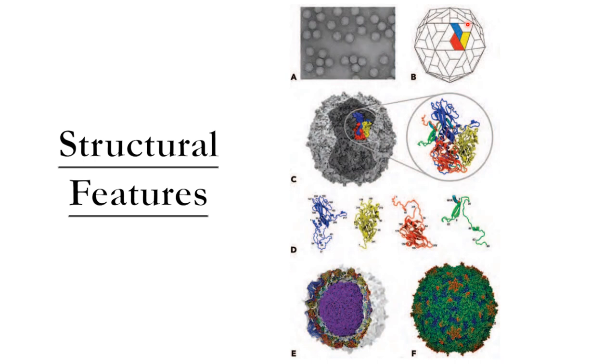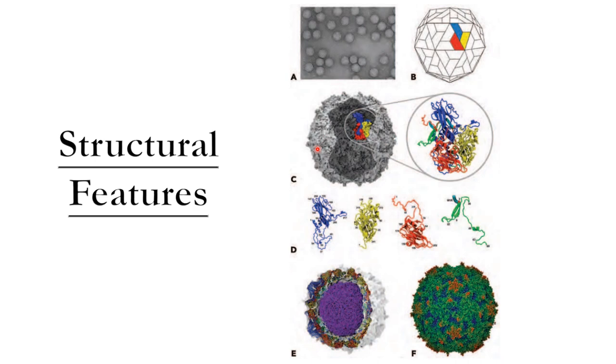shown in blue, VP2, shown in yellow, and VP3, shown in red. VP4, which is in green, is on the interior of the capsid. That is why it is not shown here. If you look at panel C, then we can see the VP4. Panel C shows the model of poliovirus type 1, and it is based on an X-ray crystallographic structure determined at a resolution of 2.9 angstroms.